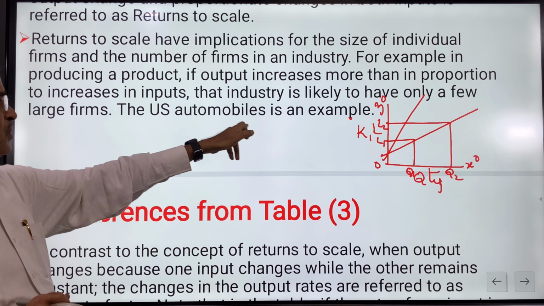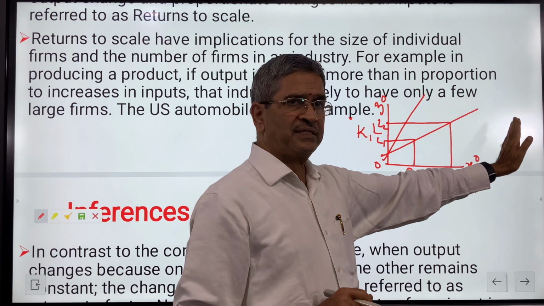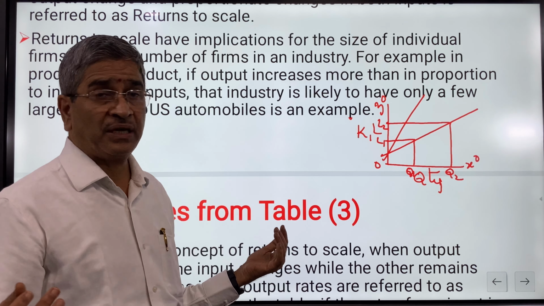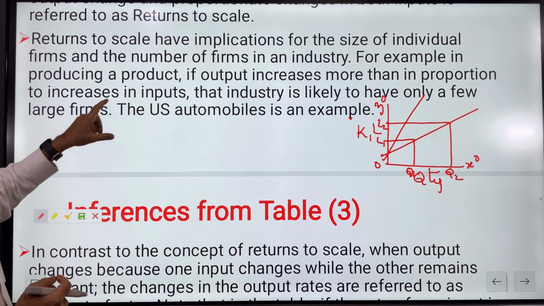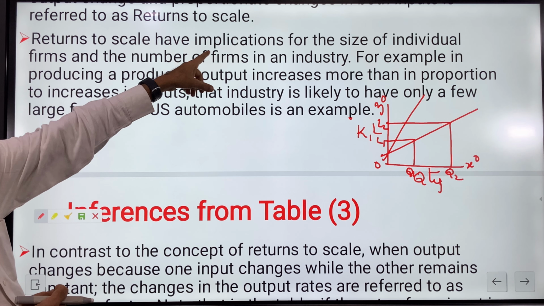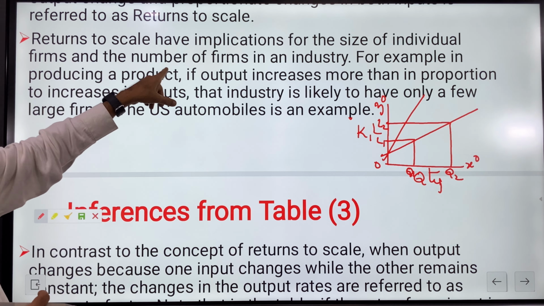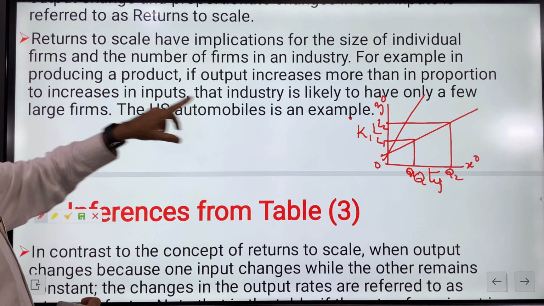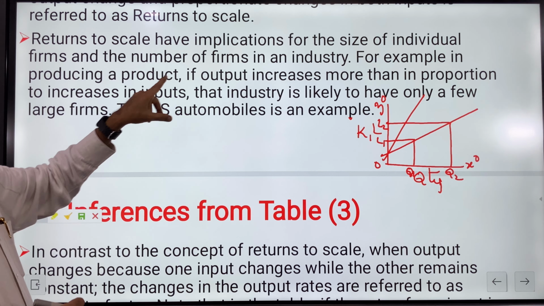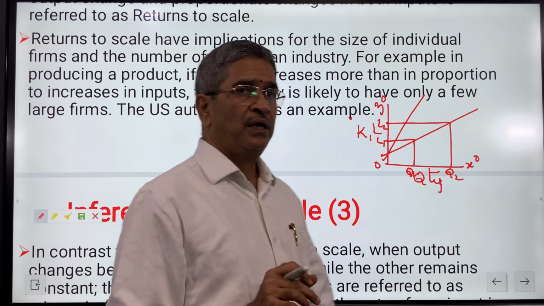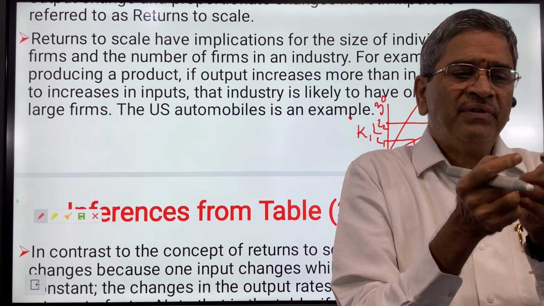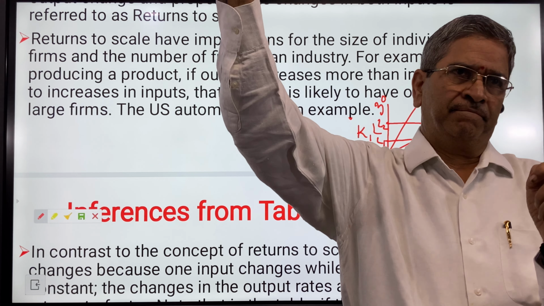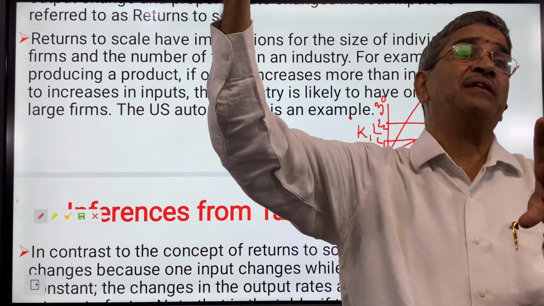When you take the example of the US automobile industry, if it is highly elastic, then you will find that you will have a large number of firms because of large inputs. Here you find that returns to scale have implications for the size of the firms and the number of firms in an industry. For example, in producing a product, if your output increases more than proportionately to increases in inputs, the industry is likely to have few firms. The number of firms will be less because with a slight increase from L1 to L2, he is able to increase his output very high. So there is no need for a large number of firms. Fewer firms will do.